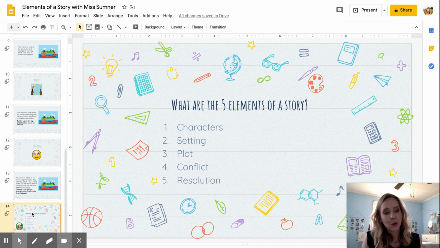So let's review what we've learned. Characters are people or creatures that can think, feel, or act. Setting is the time or place in which a story takes place. Plot is the events in a story. Conflict is the part of the story where a problem that needs a solution arises. And finally, solution is the solution to the conflict.